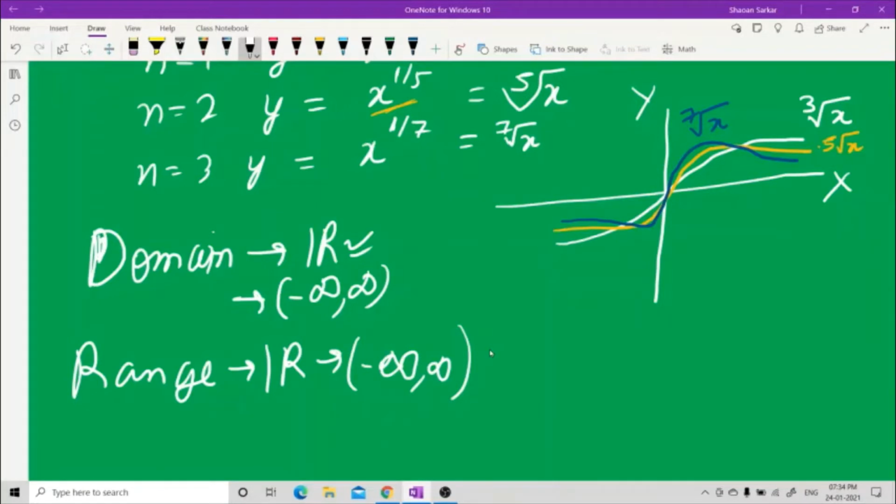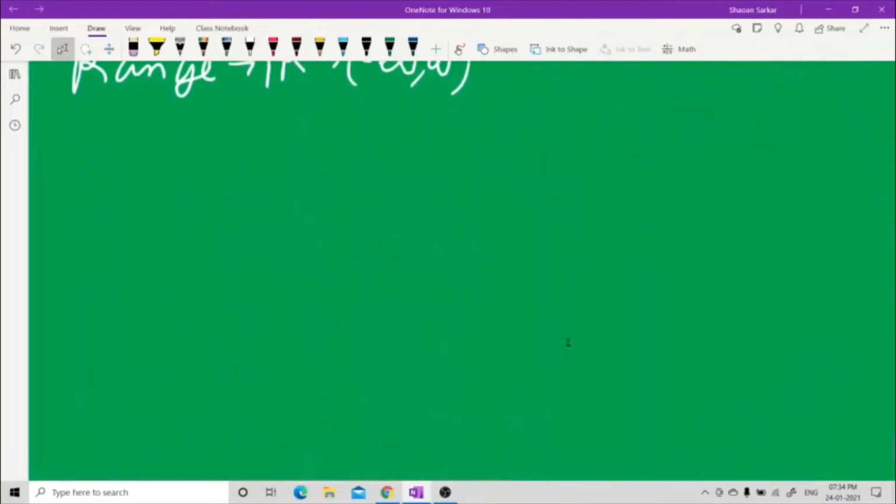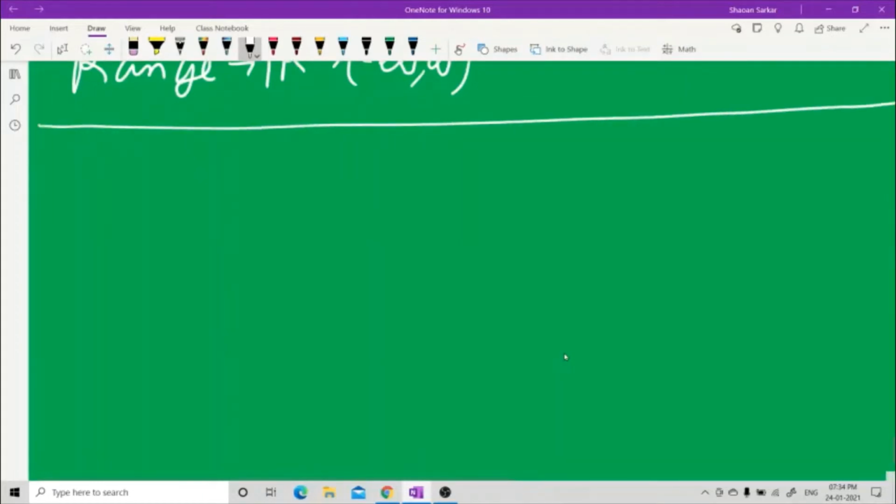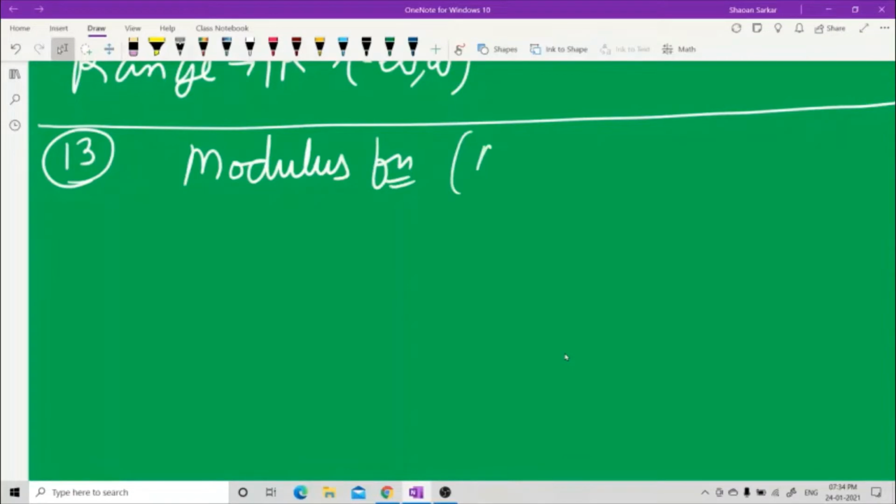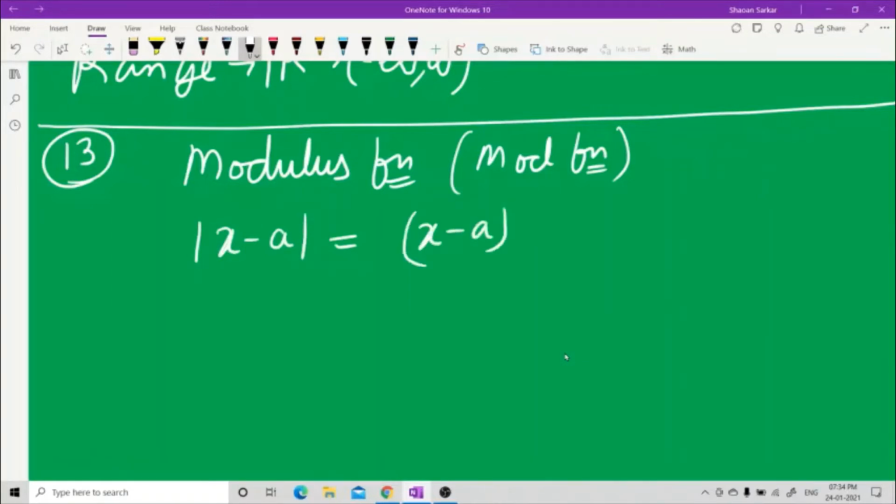Now we will come to some very good functions which will help you solve the problems of limit, continuity, differentiability very easily. This is the 13th one, known as the modulus function, mod function for short. I'm writing the general formula first: |x minus a| is equal to x minus a for x greater than or equal to a, and minus (x minus a) for x less than a.